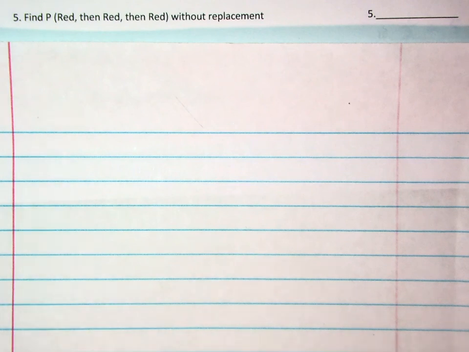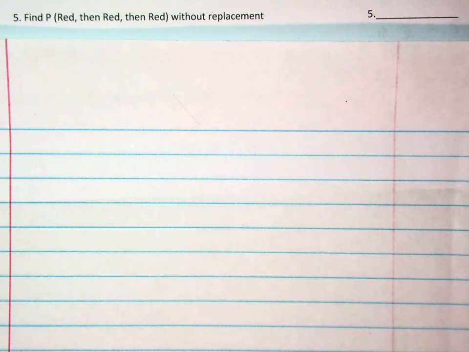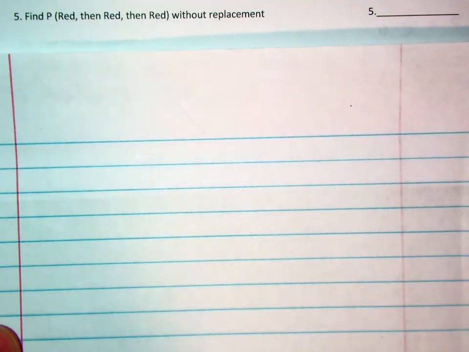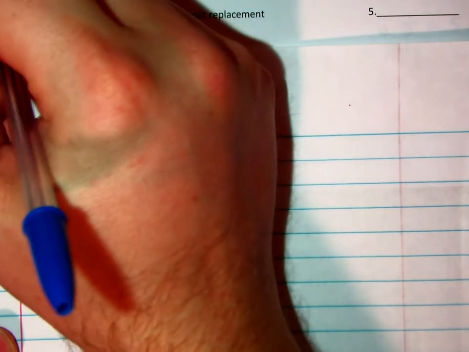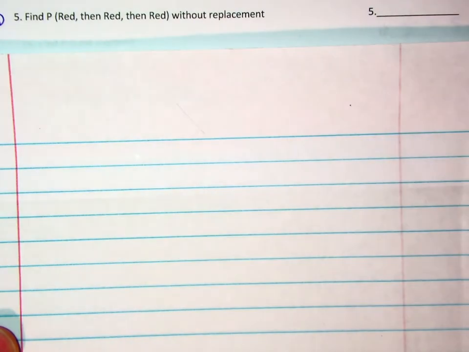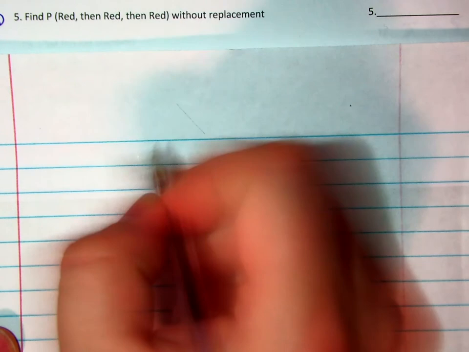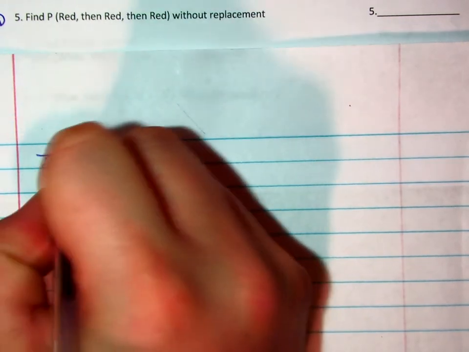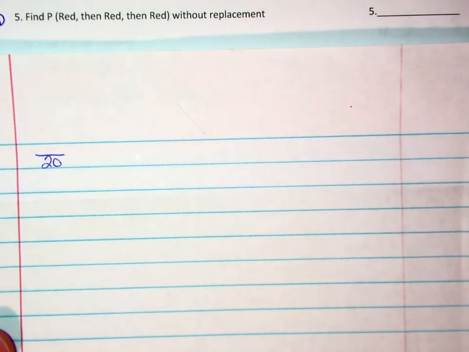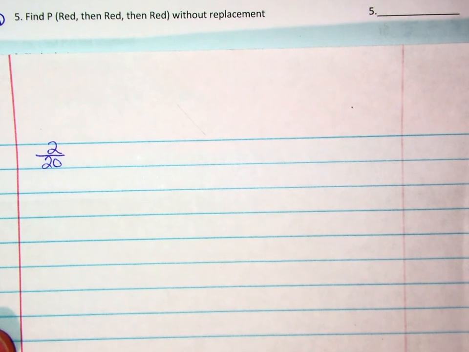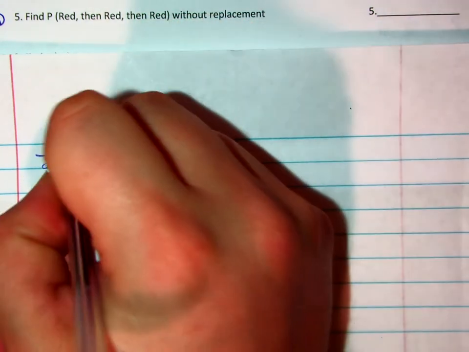Problem number 5. Find the probability of red, then red, then red without replacement. Without the replacement tells me that we're dealing with dependent probability. And so we have a total sample space, or total number of marbles, of 20. And we know that there are 2 red marbles in the bag before I make my first draw. Then tells me I would be multiplying.